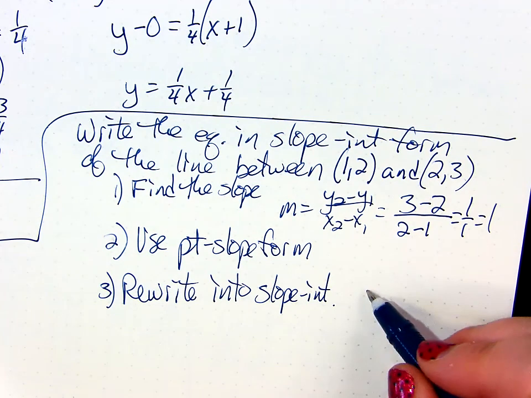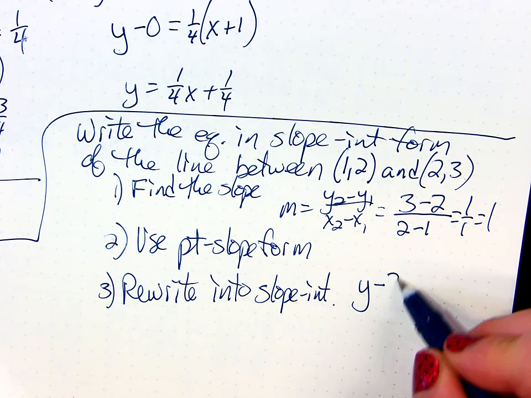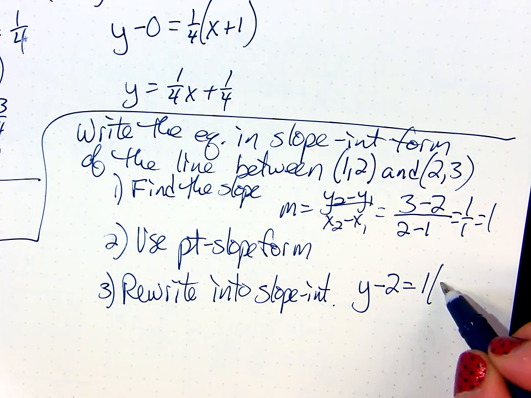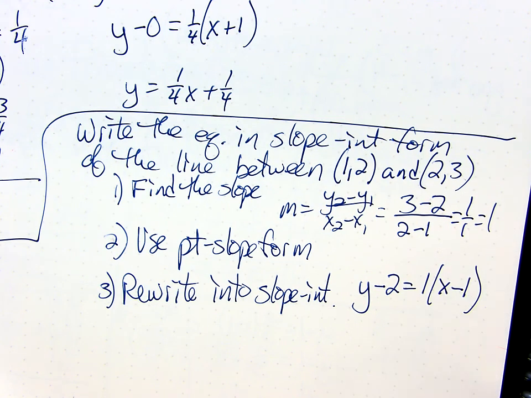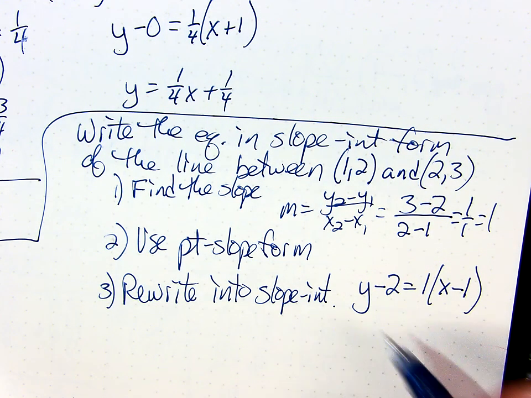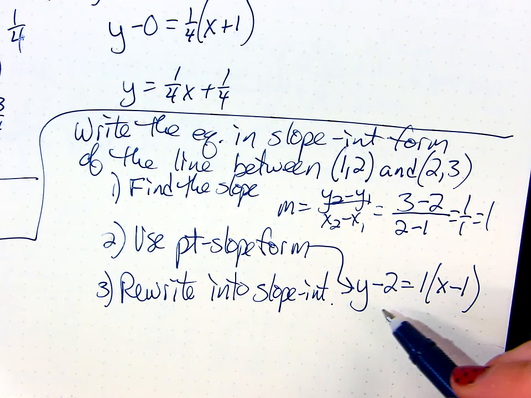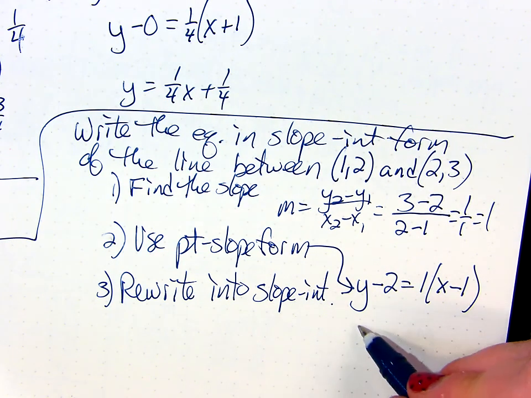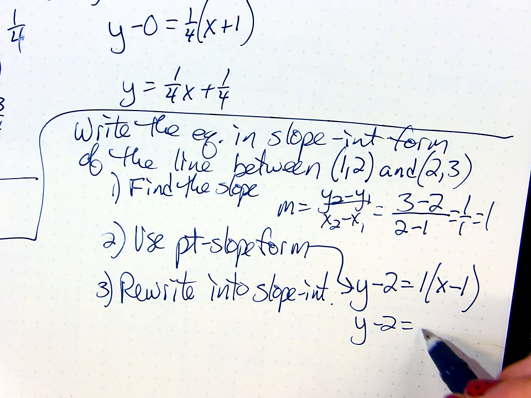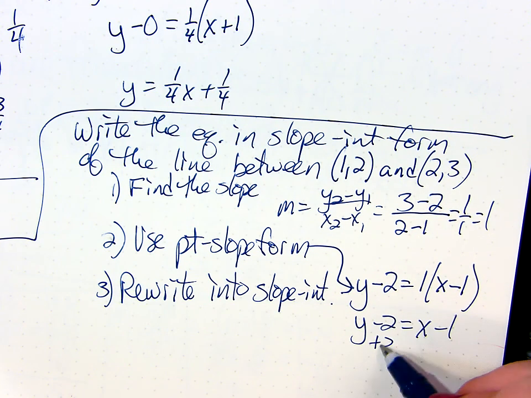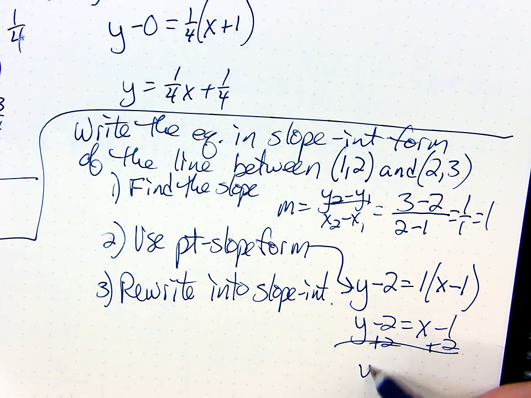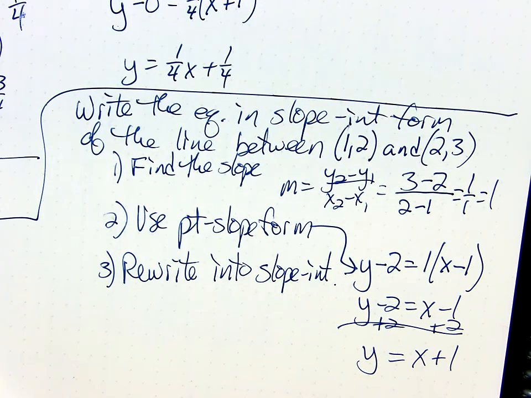Alright, so in point slope form, y minus y1 equals m times x minus x1. So there it is in point slope form. And now I want to rewrite it into slope intercept form. So yeah, let's just distribute the 1, which just leaves it like that. Add the 2 over. Bingo, bango. Did you get what I got? Oh my gosh. You guys are so good. You see that?